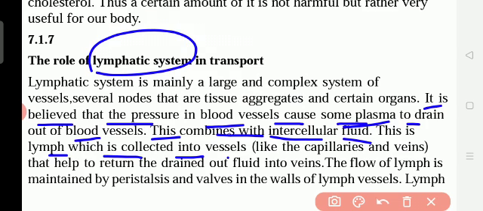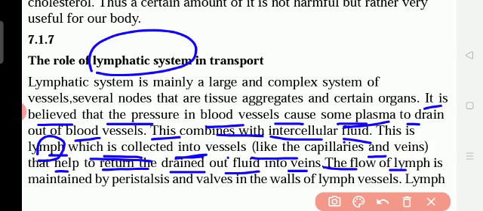When there is pressure in the blood vessels, some plasma comes outside. This plasma will be mixing with the intracellular fluid, meaning the fluid inside the cells. It makes what is called lymph, which is collected into vessels like the capillaries and veins that help to return the drained out fluid into veins.